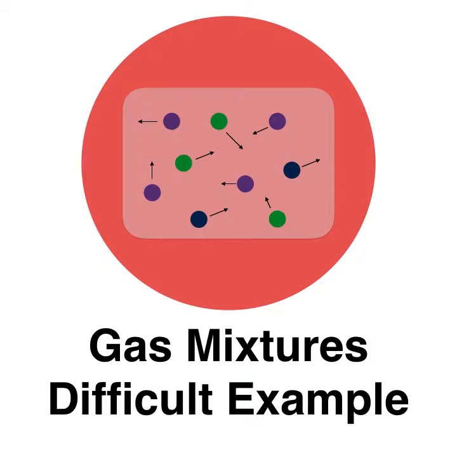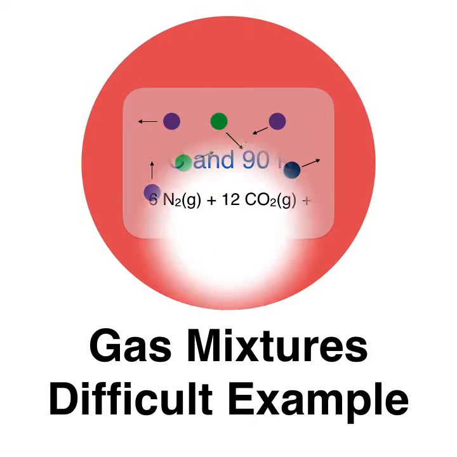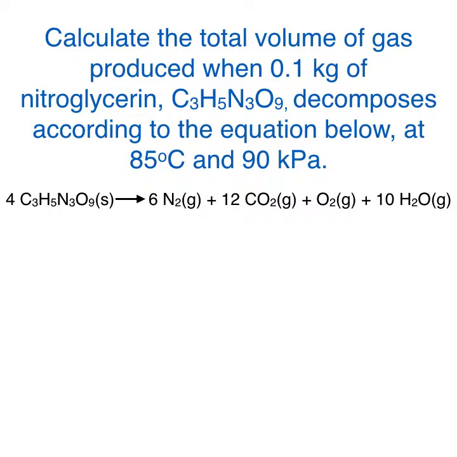In this lesson, we will go through a more difficult example problem involving gas mixtures. Let's take a look at our problem. Calculate the total volume of gas produced when 0.1 kilograms of nitroglycerin decomposes according to the equation below at 85 degrees Celsius and 90 kilopascals.